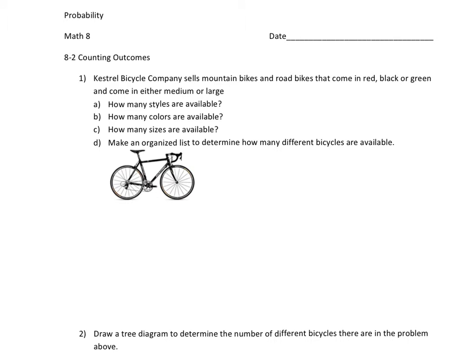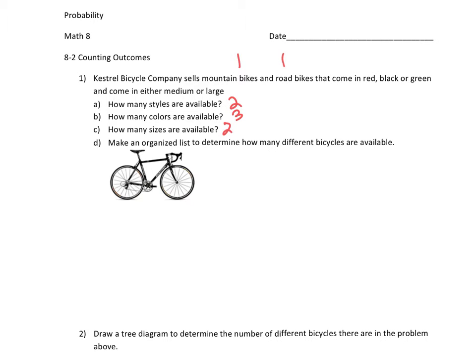The Kestrel Bicycle Company sells mountain bikes and road bikes that come in red, black, or green and come in either medium or large. So how many styles are available? Well, it comes in mountain bikes or road bikes, so those are 2 styles. How many colors are available? There is red, black, or green. That means there's 3 colors available. And how many sizes? There's either medium or large. Those are 2 sizes available.